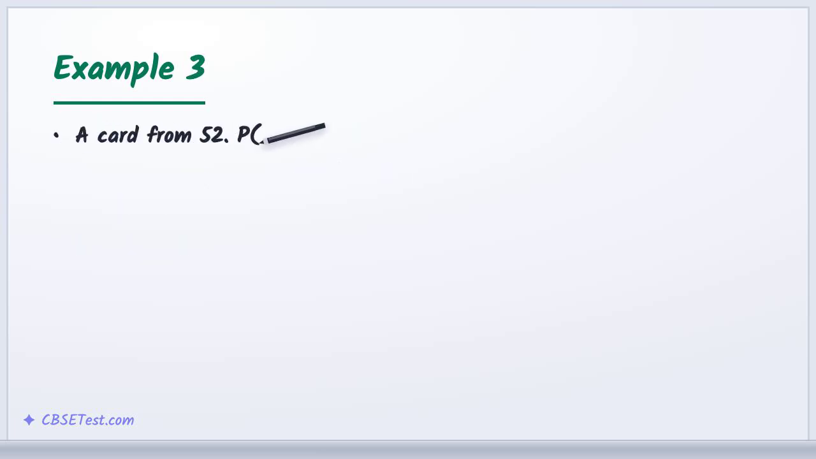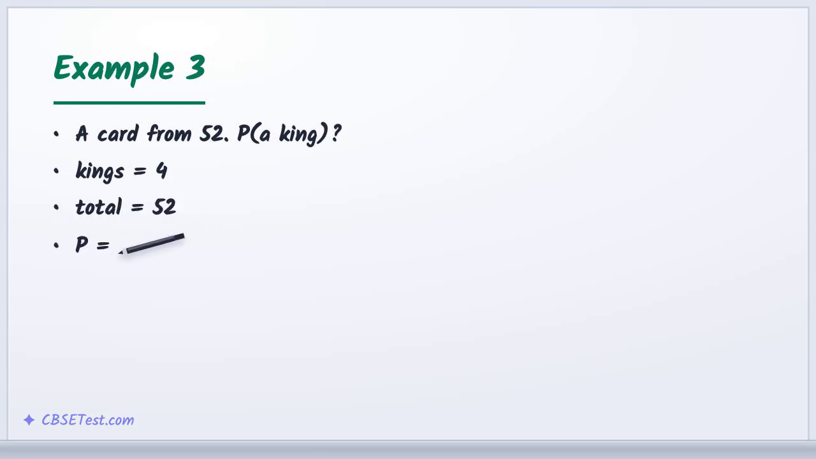Draw a card from a standard pack of 52. There are 4 kings, so the probability of a king is 4/52, which simplifies to 1/13.